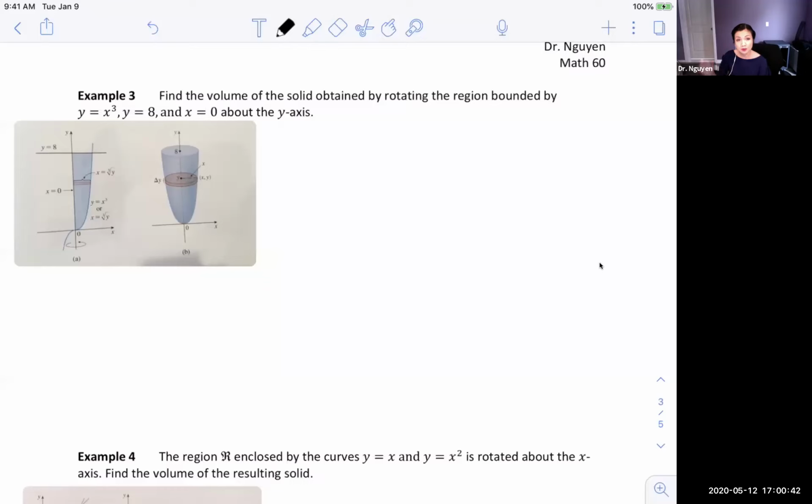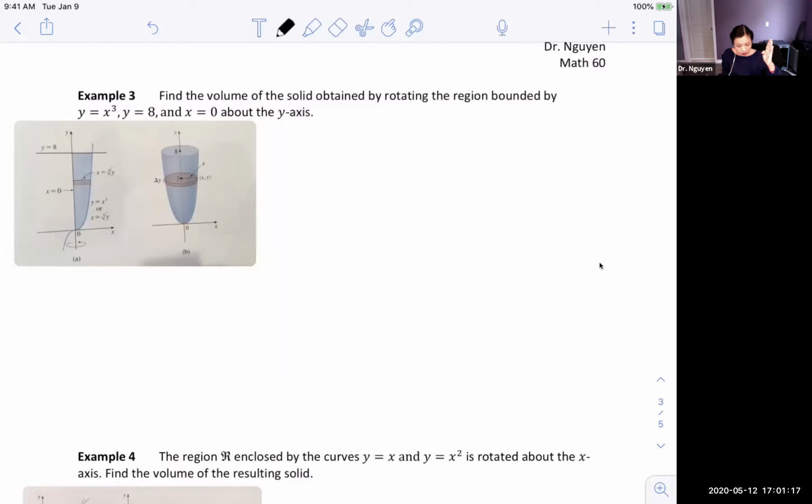So for this example, we want to find the volume of a solid obtained by rotating the region bounded by x cubed and the horizontal line 8 and x equals 0 about the y-axis. Now, this is interesting because in the last video, everything I did, the cross sections were created by rotating about the x-axis. But this time we want to do it for y. We want to rotate about the y-axis.